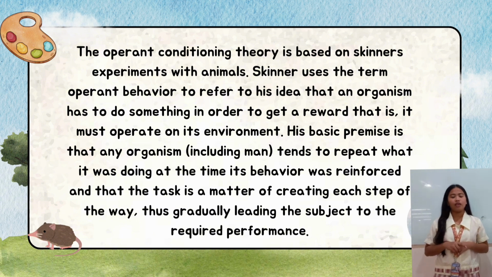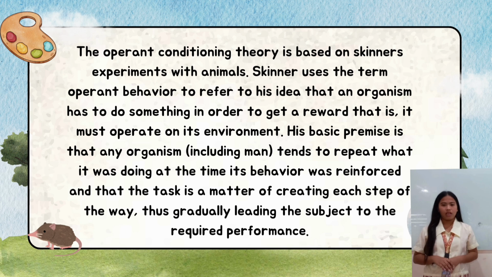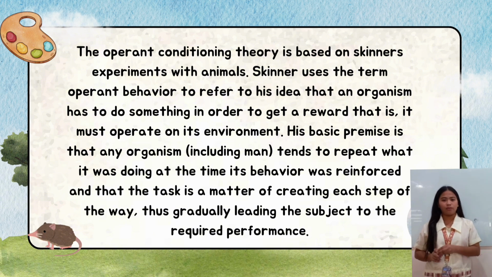Skinner uses the term operant behavior to refer to his idea that an organism has to do something in order to get a reward, that is, it must operate on its environment. His basic premise is that any organism, including man, tends to repeat what it was doing at the time its behavior was reinforced, and that the task is a matter of creating each step of the way, thus gradually leading the subject to the required performance.